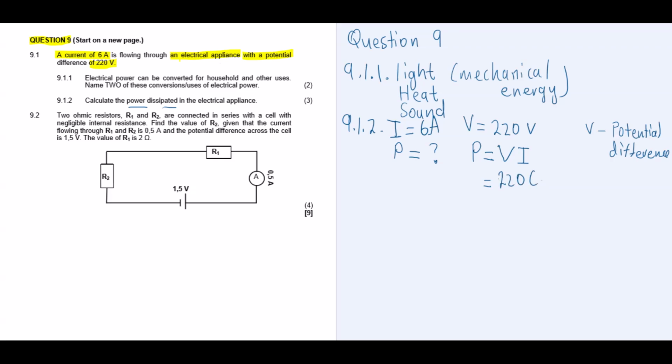So don't get confused. It's the voltage. This is 220 times what? 6. Now the answer here is going to be 130 watts, right?